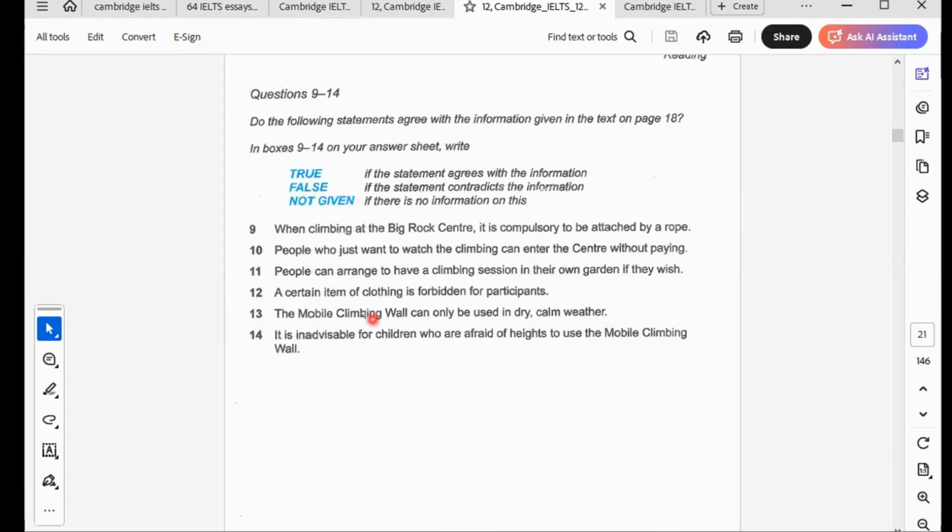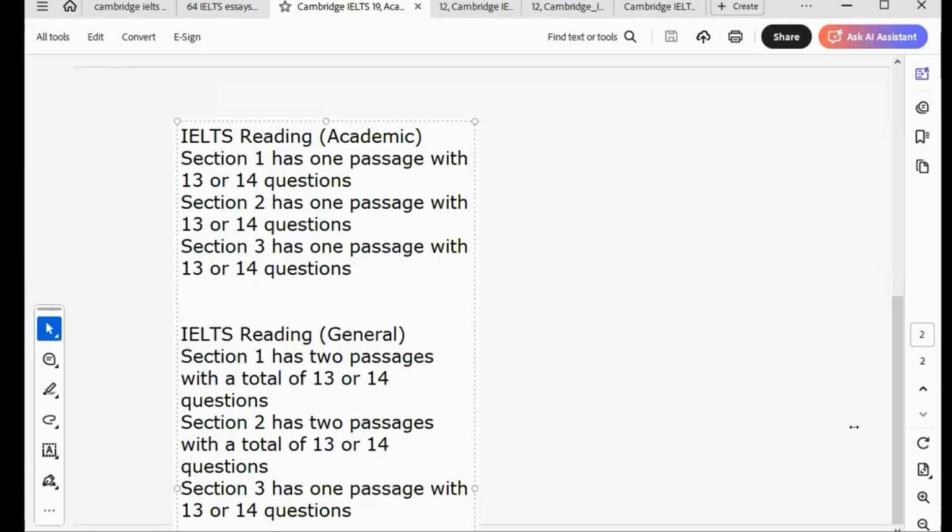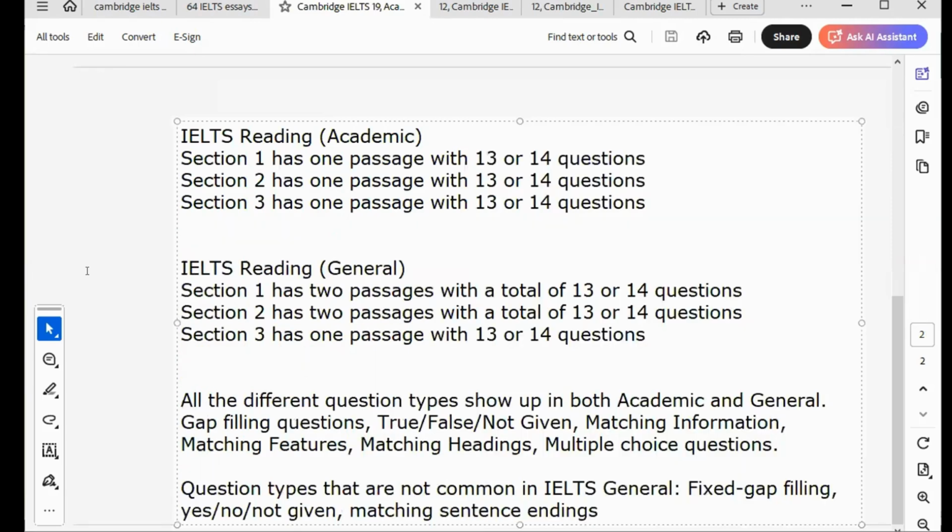Can you see that we have 2 passages now? That's what I was saying earlier on, that in IELTS General, what do you have? We are going to deal with passage 1. Look at it again, everybody. Section 1 will have 2 passages and a total of 13 or 14 questions. That's IELTS General.